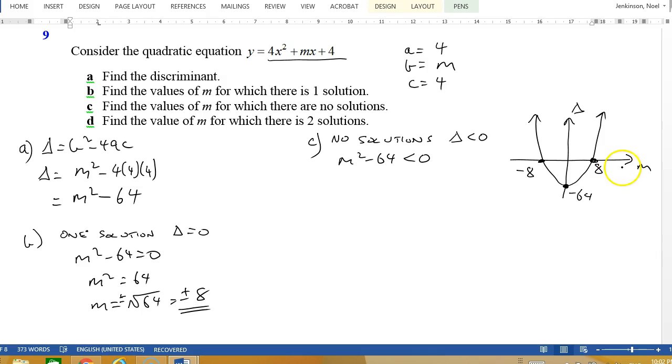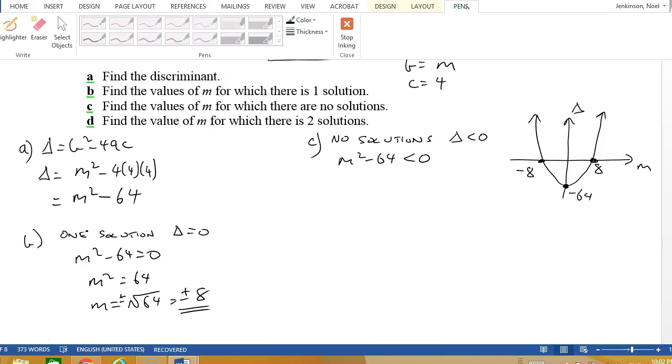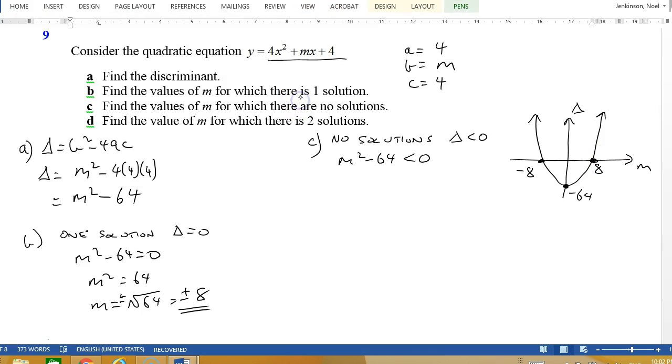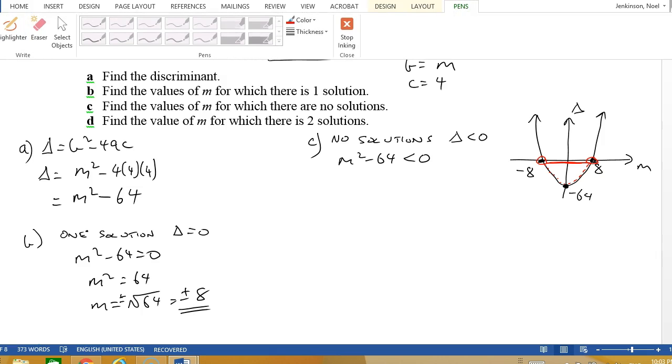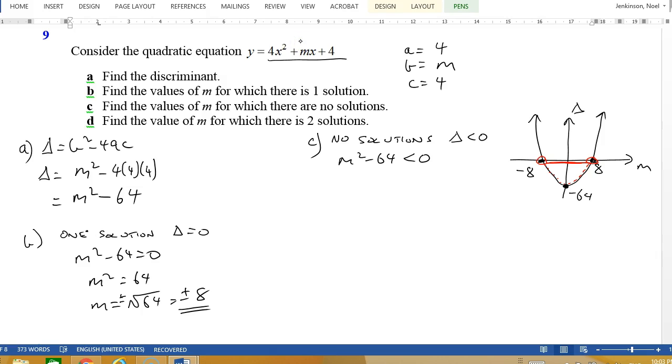What values of m along this horizontal axis would mean that we had a discriminant value less than 0? In other words, underneath the m axis. Well, any value of m between there and there, along there, results in a y value down here, a negative discriminant value down there. So we can say that the answers by inspection are between minus 8 and 8.